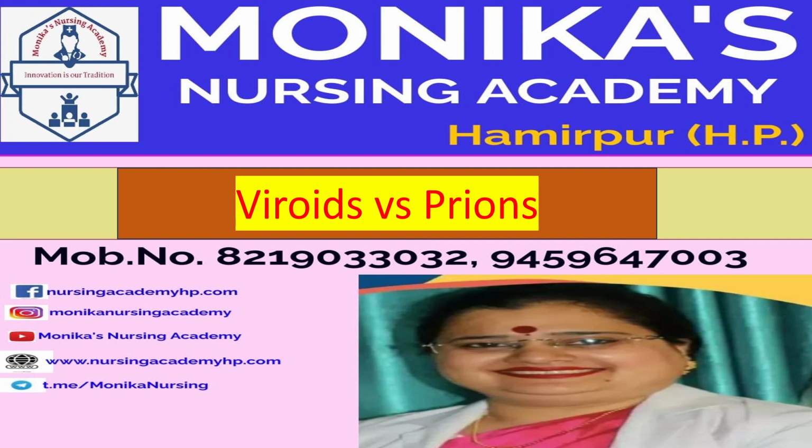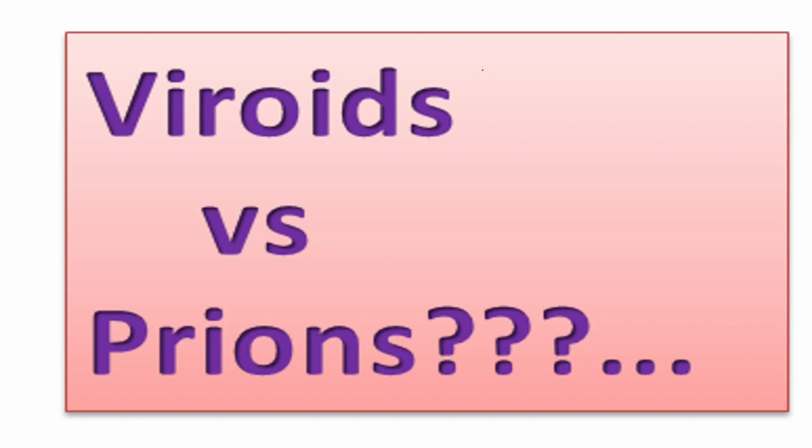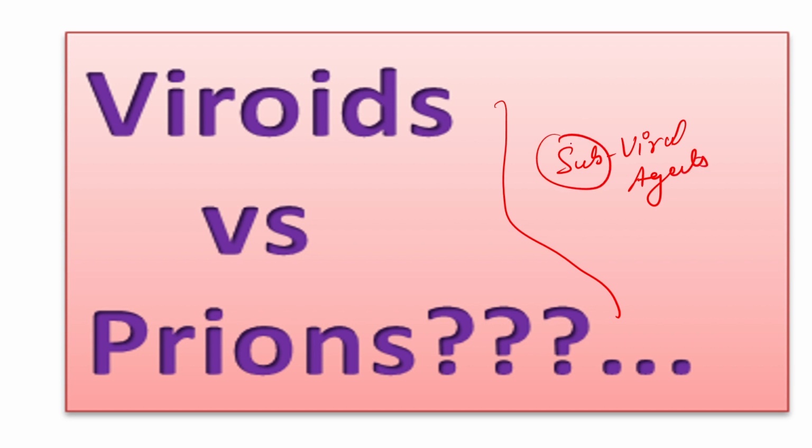So today's topic for the discussion is viroids versus prions. Basically, they are regarded as sub-viral agents. Now why are they regarded as sub-viral agents? Because sub means a smaller part in comparison to the viral agent. It means something is missing in the case of viroids and in the case of prions. So let's see why they are regarded as sub only, why they are not the complete set of virus.